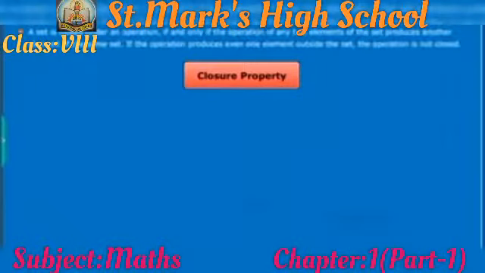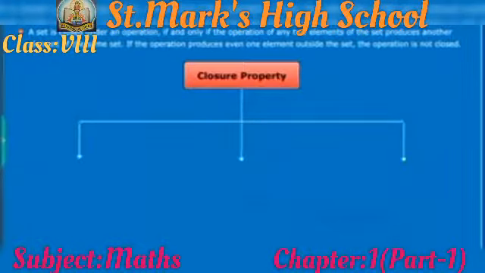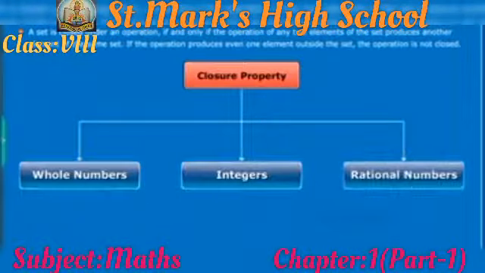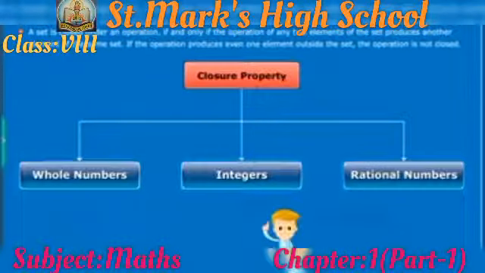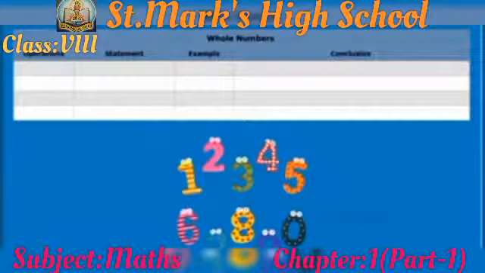A set is closed under an operation if and only if the operation on any two elements of the set produces another element of the same set. If the operation produces even one element outside the set, the operation is not closed. Click each tab to know more. Let us see the closure property of operations on whole numbers.